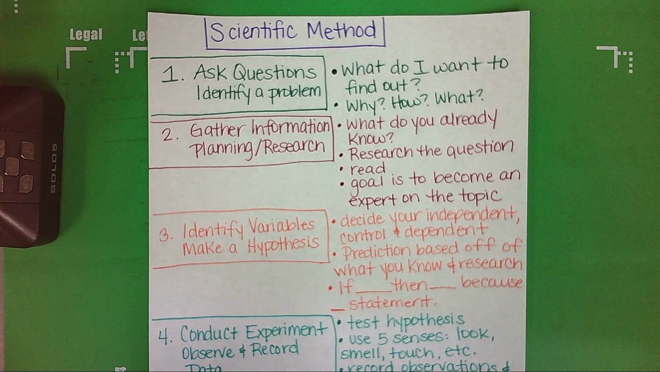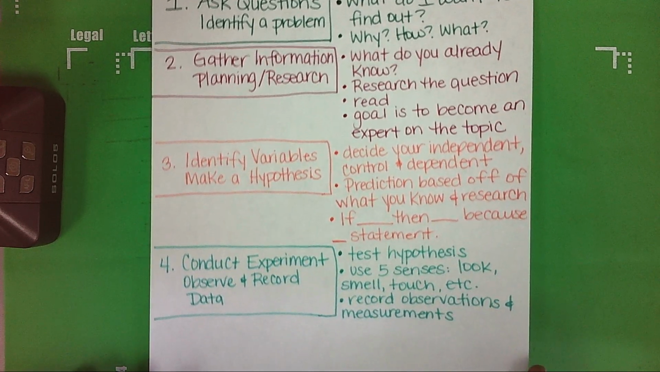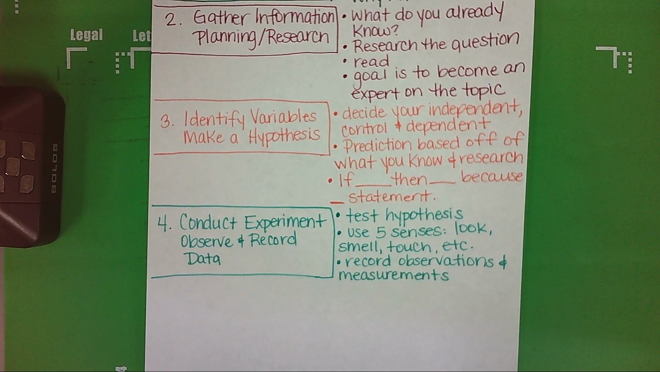Then we're going to gather information. We're going to plan. We're going to do some research. What do you already know? Ask yourself, what do you already know about this topic? Research the question. You may need to read up on some things. Your goal is to become an expert on this topic.